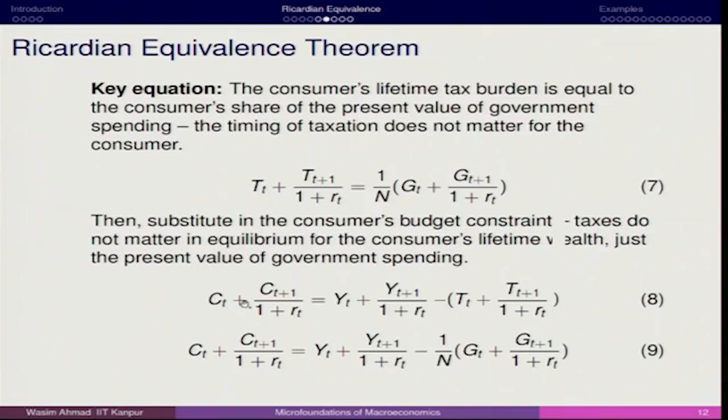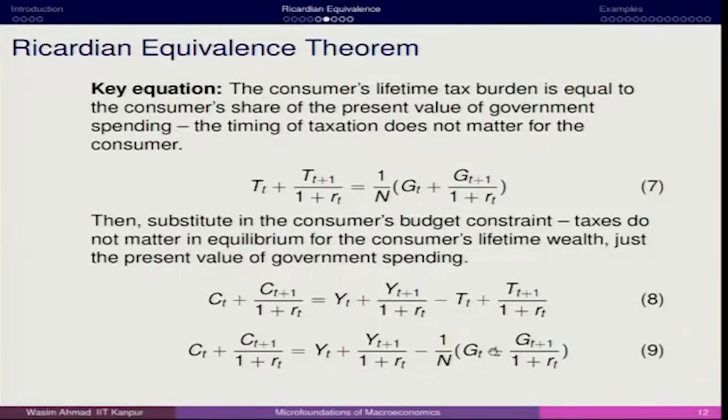So, here we are writing C_t plus C_{t+1} upon 1 plus r_t is equal to Y_t plus Y_{t+1} upon 1 plus r_t minus T_t plus T_{t+1} upon 1 plus r_t. And if I substitute this particular expression here, this becomes C_t plus C_{t+1} upon 1 plus r_t is equal to Y_t plus Y_{t+1} upon 1 plus r_t minus, since the government is sharing the income with individuals, whatever tax it collects in the form of government expenditure, whether it is a subsidy, some kind of public goods creation, or tax incentives given. So, this is included here.